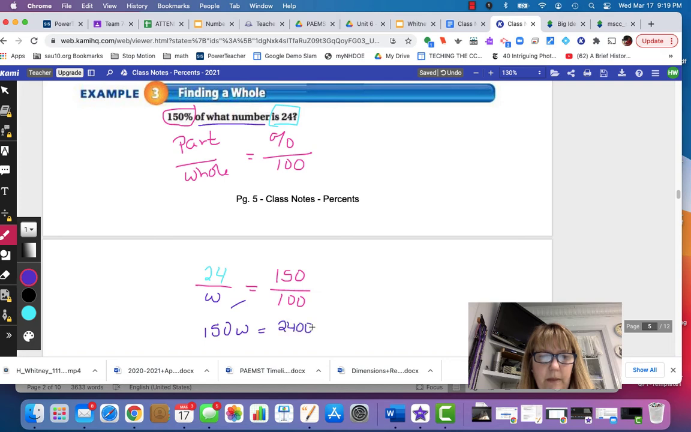2,400. I'm going to divide both sides by 150. And again, getting out my trusty dusty calculator, 2,400 divided by 150 gives me 16. So our whole is equal to 16. Now it might seem weird that our part is larger than my whole, but actually it's okay because our percentage is over 100. So that makes sense that our part would be larger than our whole.